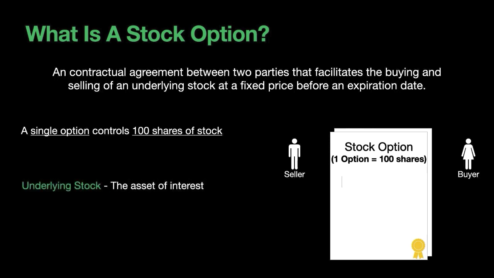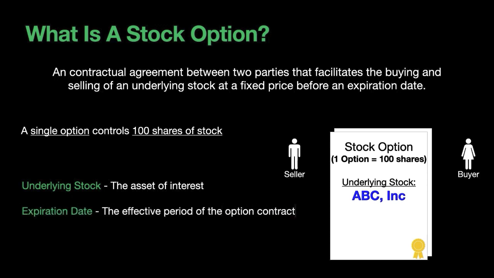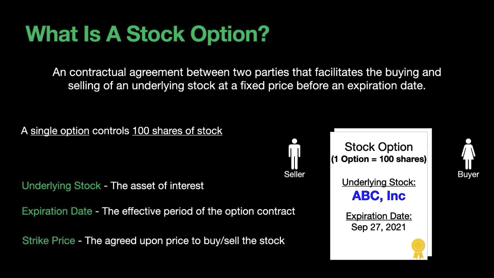The company stock that is associated with the stock option is known as the underlying stock. So for this example, the stock associated with the stock option is for company ABC Incorporated. The expiration date specifies when the option contract expires, and the specific time is at the market closing bell for that day. The strike price is the price that the seller and the buyer of the option agree to use for the execution of the option contract.